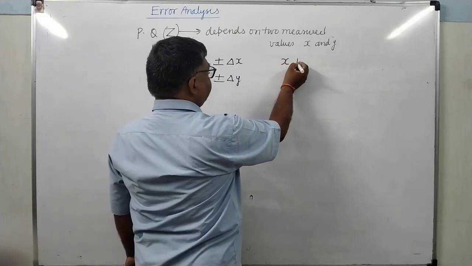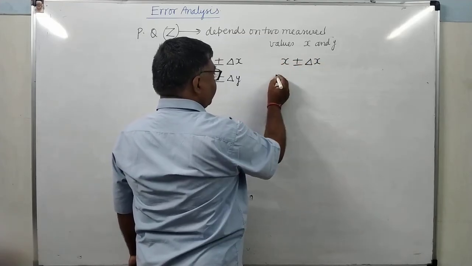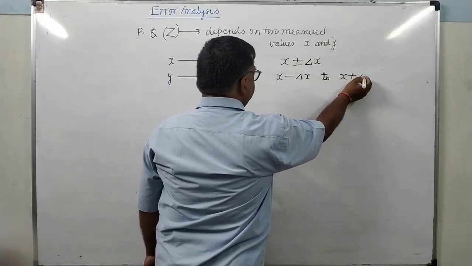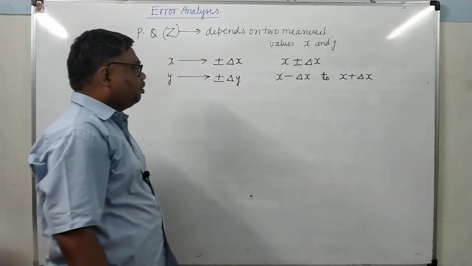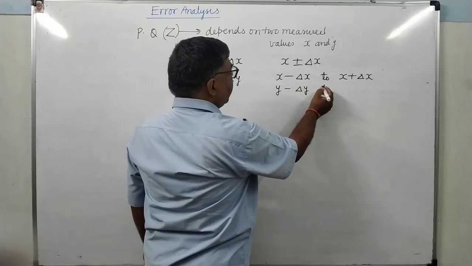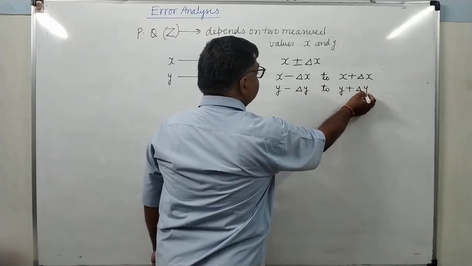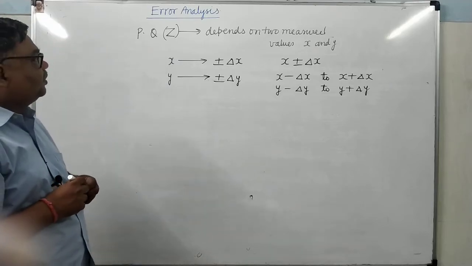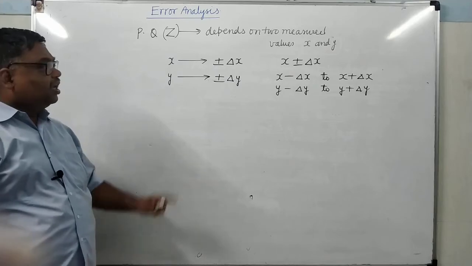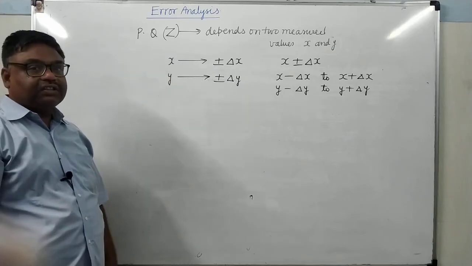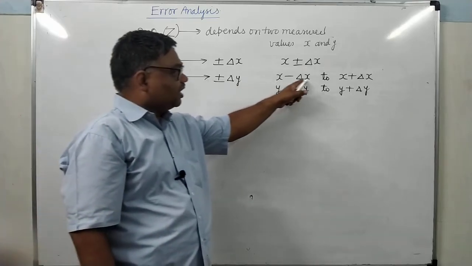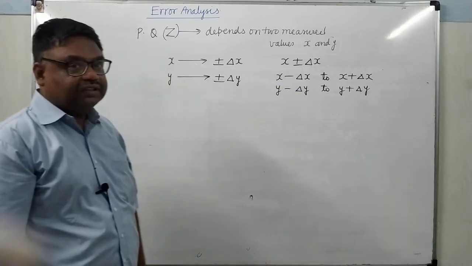It can be anywhere from x minus delta x to x plus delta x. Similarly, what will be the possible value of y? It may be y minus delta y to y plus delta y. Is it clear? Here we have assumed that there is a physical quantity z which depends upon the two measured values x and y. Let the absolute error in the measurement of x be delta x and in the measurement of y be delta y. It means the value of x lies in this range and the value of y lies in this range.